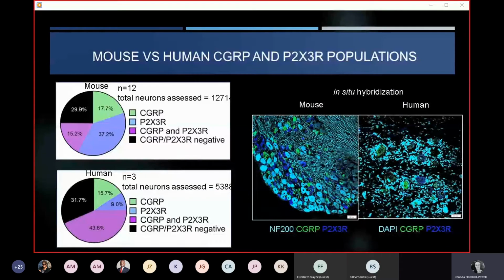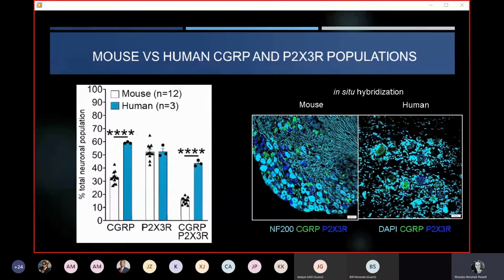So when we put these pie charts side by side, I think you can see now that this CGRP and P2X3 co-expressing population is much larger in human than it is in mouse. And we wanted to figure out what's the main cause of this?